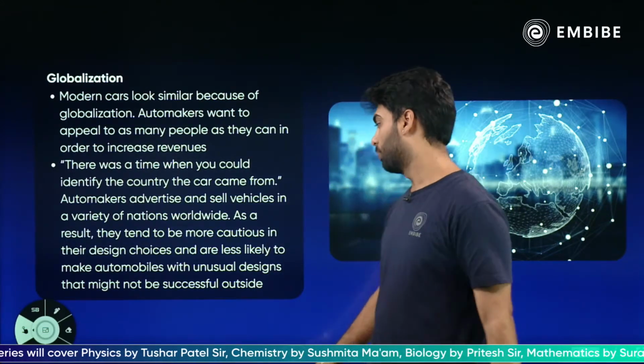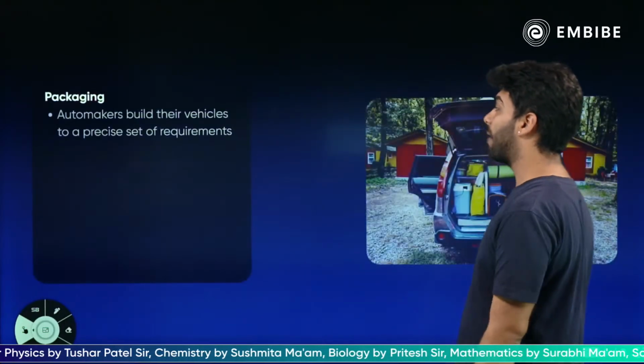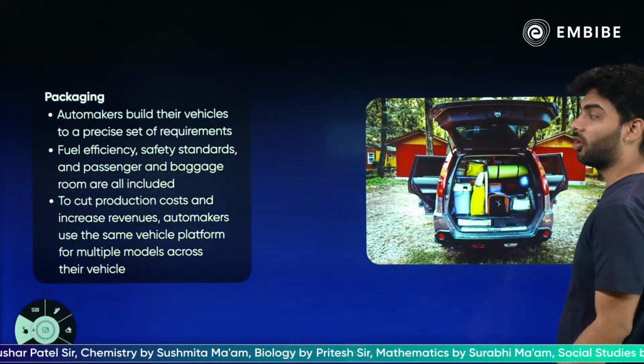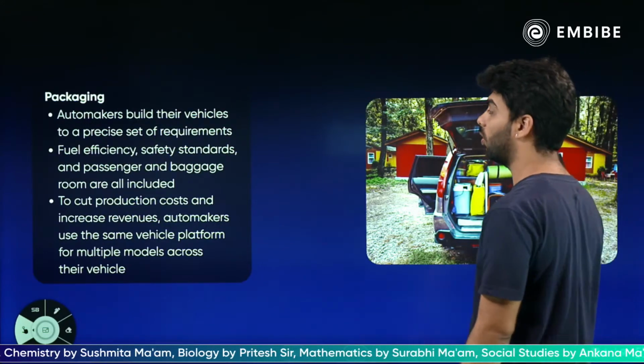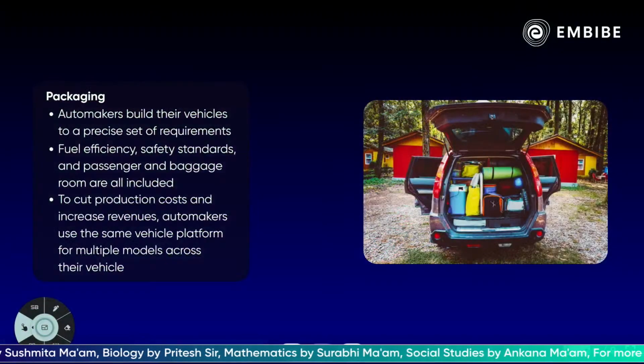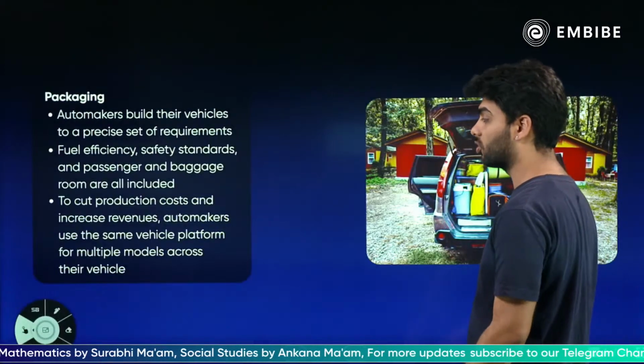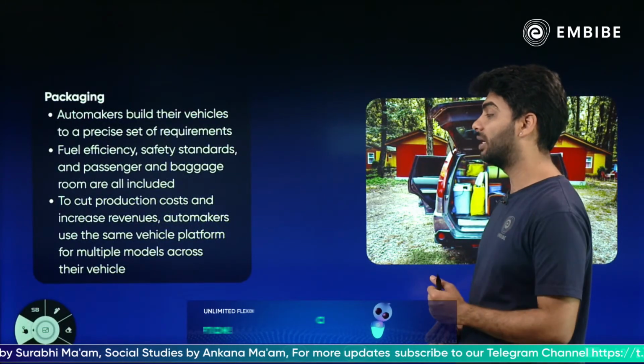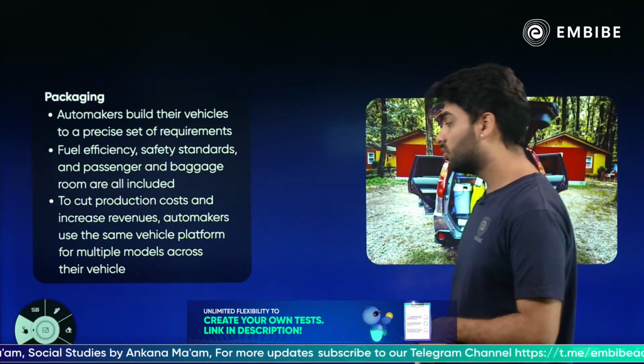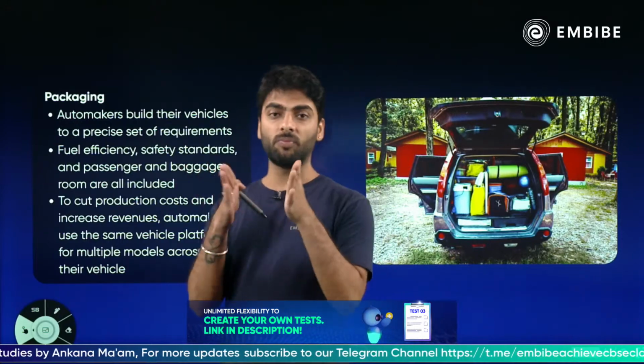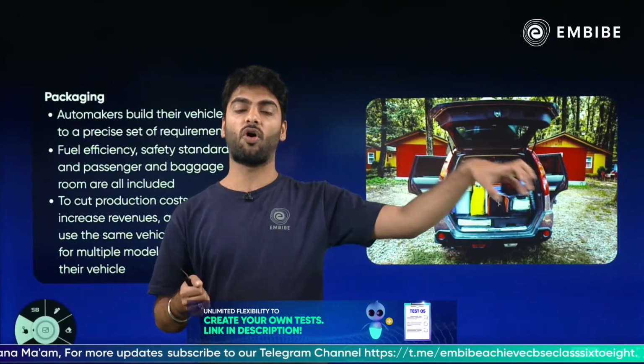Okay, chalo. Moving on, packaging. So automakers make their vehicles to a precise set of requirements. Fuel efficiency, safety standards, and passenger and baggage room are all included. To cut production costs and increase revenues, automakers use the same vehicle platform for multiple models across their vehicles. They will have one model and they will use that same model for all the different vehicles.